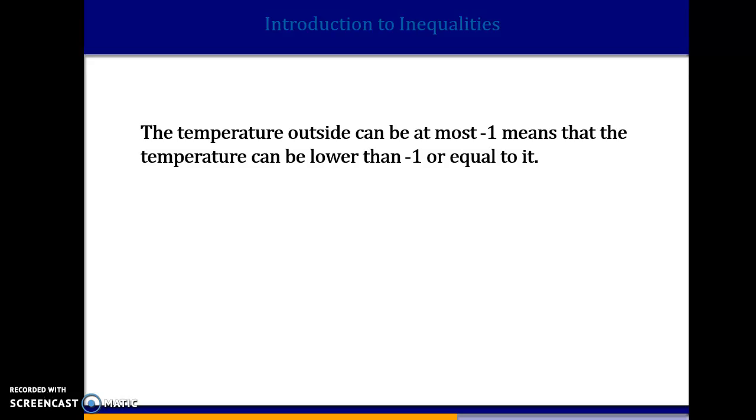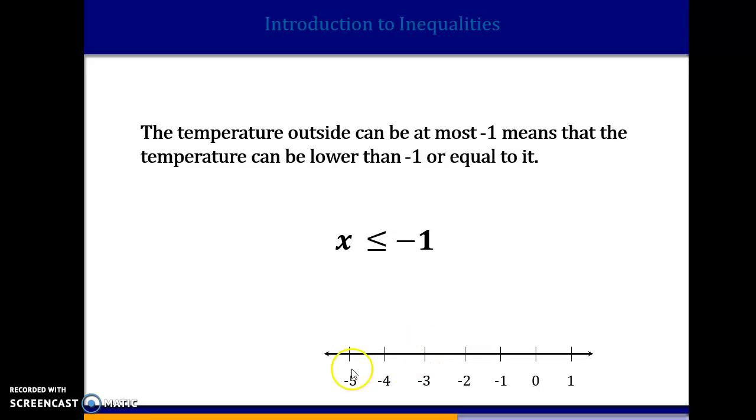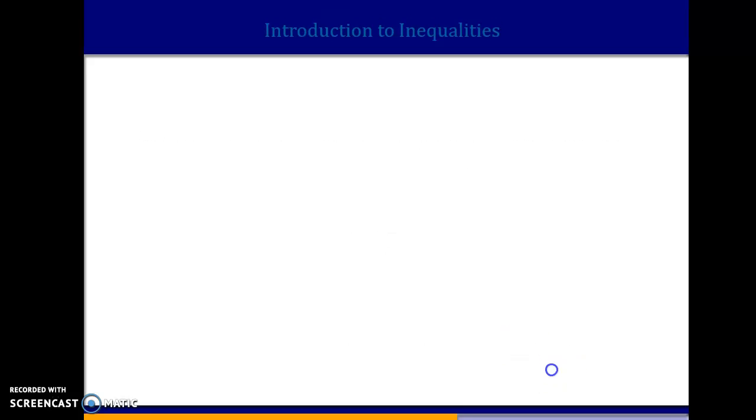The temperature outside can be at most -1. What that means is that the temperature can be lower than -1 or equal to it. Can be -2, -3, -15, -100, negative whatever. So how do we write it? We write it as temperature is less than or equal to -1. How do we graph it? We put a number line with -2, some numbers bigger, some numbers smaller. Our limit is on -1, which would be a closed dot because -1 is a possible temperature, and then an arrow or shading to the left. And now another example.